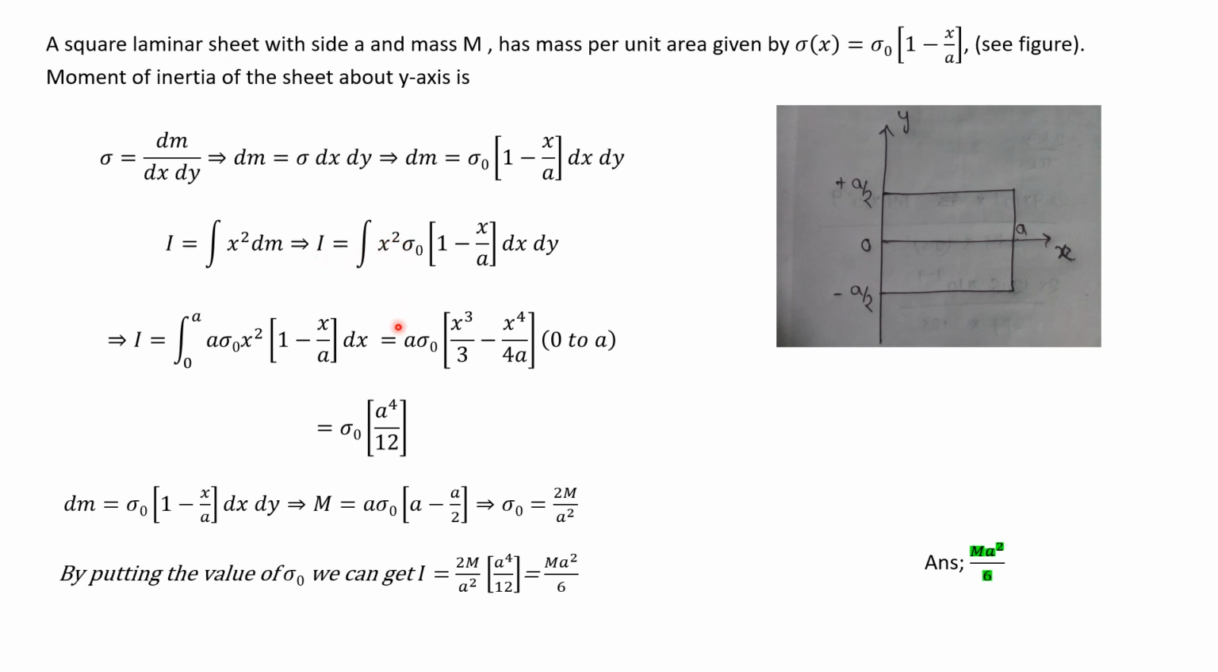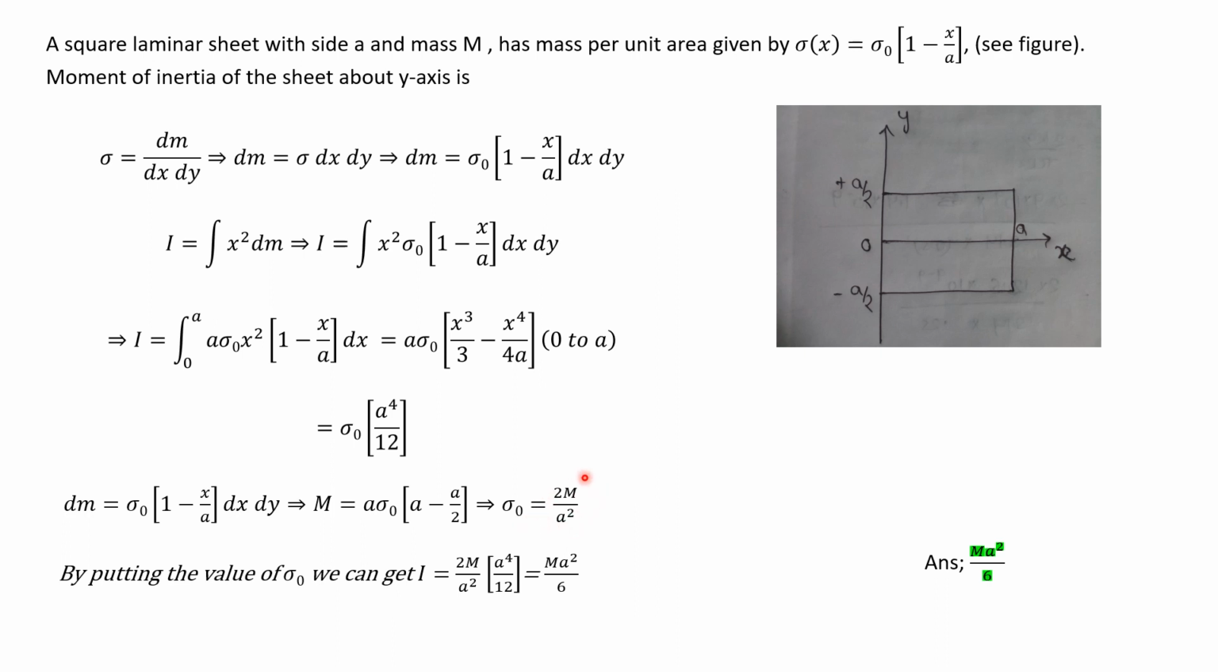So by solving it, we can find that the value will be sigma naught A to the power 4 by 12. Again we have to find out the value of sigma naught, and we can find it from dm is equal to sigma naught (1 minus x by A) dx dy. So when we integrate this part, we can find that the m value will be A sigma naught (A minus A by 2), that is, sigma naught is equal to 2m by A square.